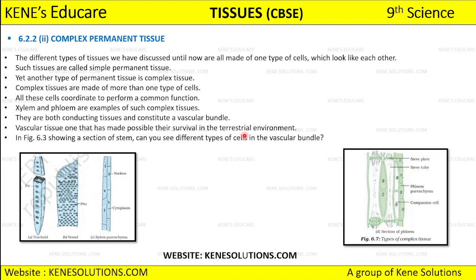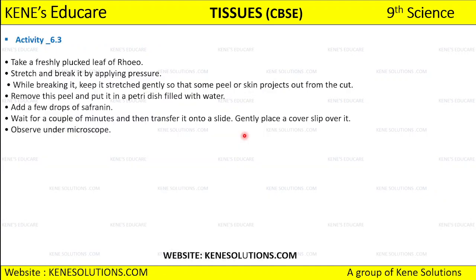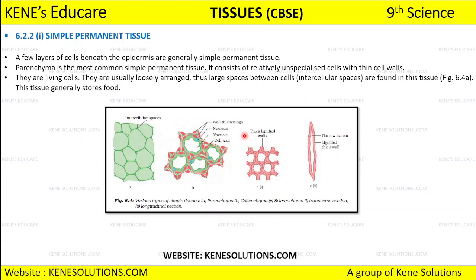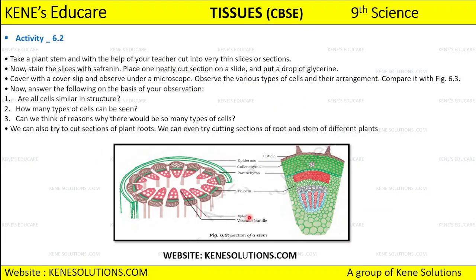Okay, so in figure 6.3, showing a section of stem, you can see the different types of cells which are present in the vascular bundle, right? When we were discussing this figure, you can see the different types of tissues. Here you can see in the stem of the plant where the xylem is present and where the phloem is present, right? So xylem and phloem here, then we have this vascular bundle. We have epidermis, we have collenchyma, we have parenchyma, and this is the topmost part, which is called the cuticle.